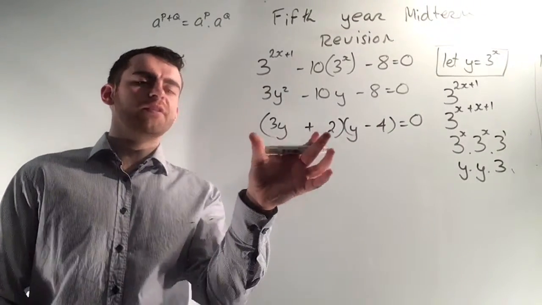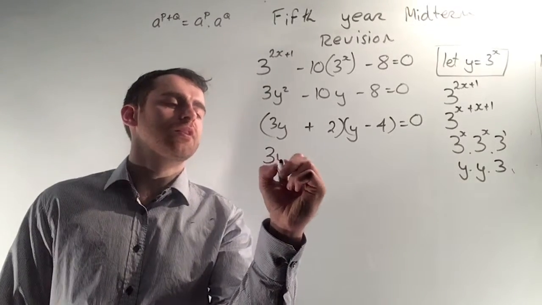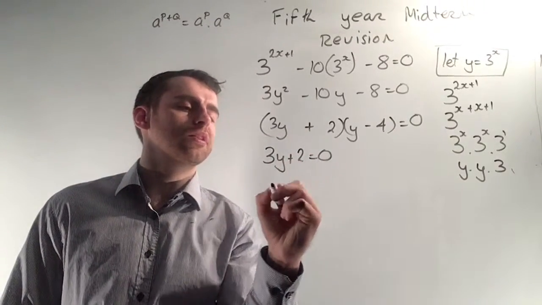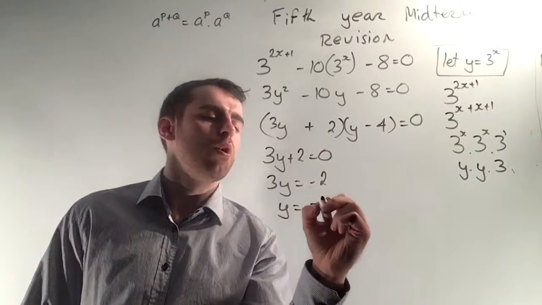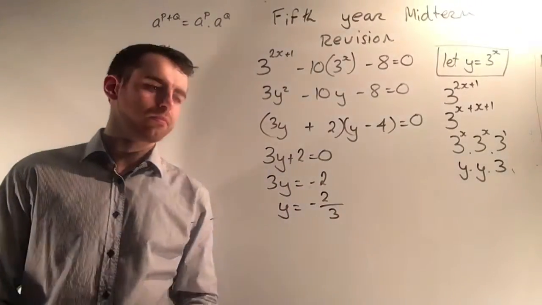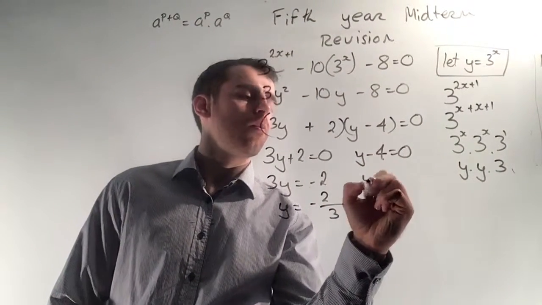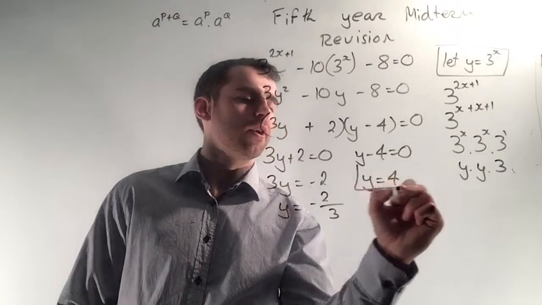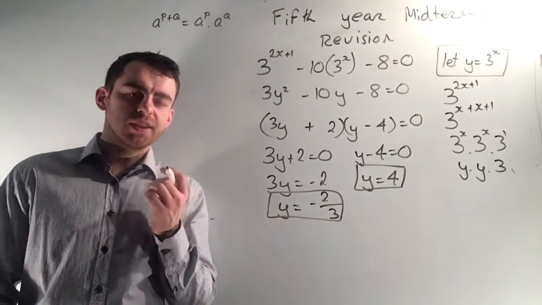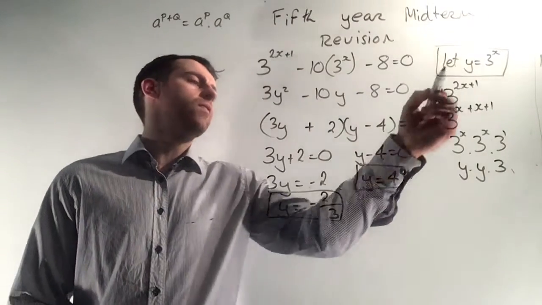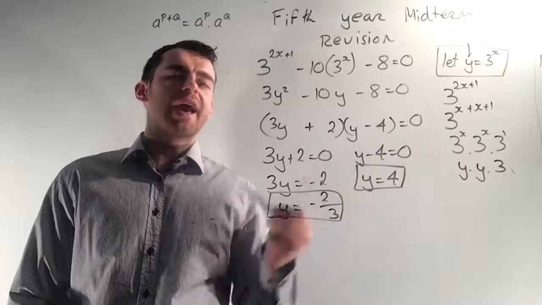So obviously if I need to find the value of x, I need to solve this. I could say that 3y plus 2 equals 0, which means that 3y is equal to minus 2, which means that y is minus 2/3. My second one, I could say that y minus 4 equals 0, which means that y is equal to 4. So that gives me my two values for y. But obviously the question didn't ask me to find y. I just invented y at the start of the question. The question asked me to find the value of x.